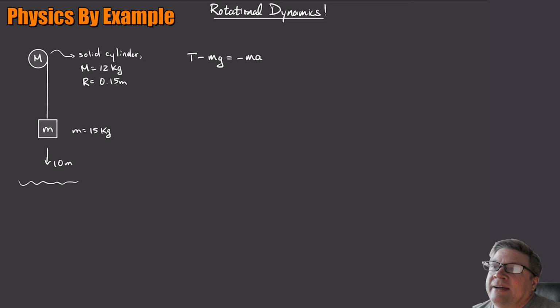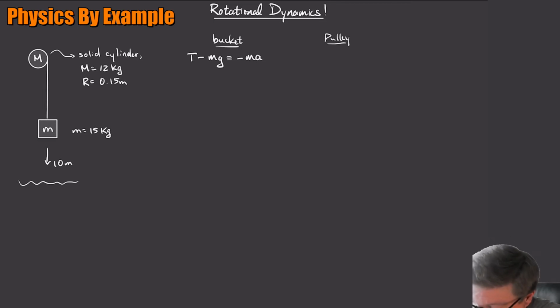And then what else do I know? So that's the equation for the mass, the bucket. And for the pulley, what do I know? I know that tension is going to be acting at a distance r away from the center of the pulley, so it's going to exert a torque TR. That torque, TR, is going to be equal to I times alpha.